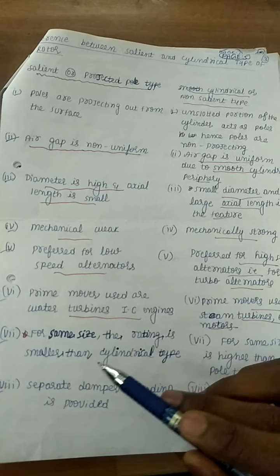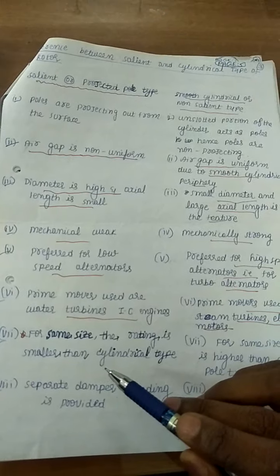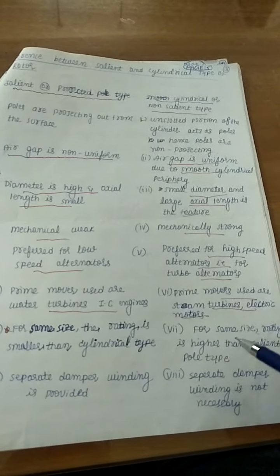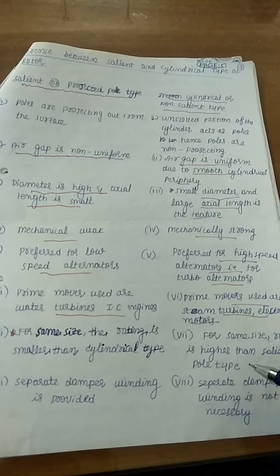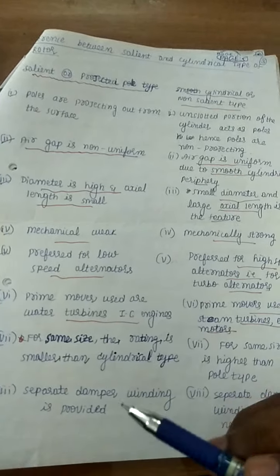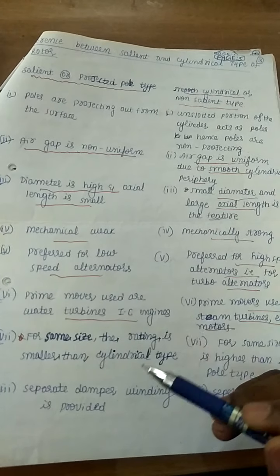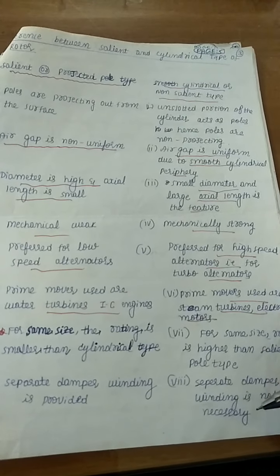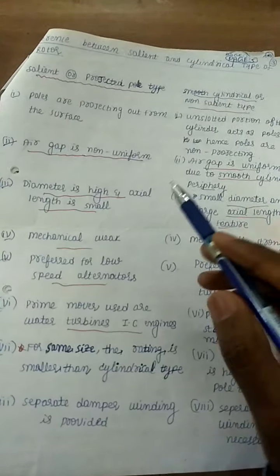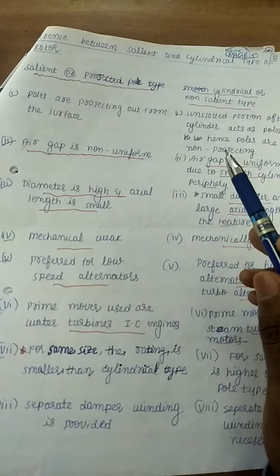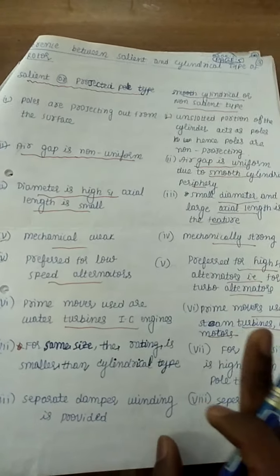For the same size, the rating of the salient pole type is smaller than the cylindrical type. For the same size, the rating of the cylindrical type is higher than the salient pole type. And a separate damper winding is required. This is very important. Damper winding is required in the case of the salient pole type. Here damper winding is not required. These are some of the differences between salient pole type and cylindrical pole type rotors.